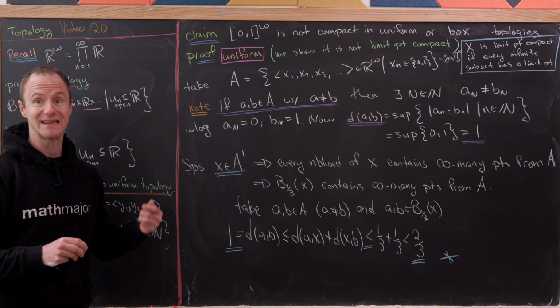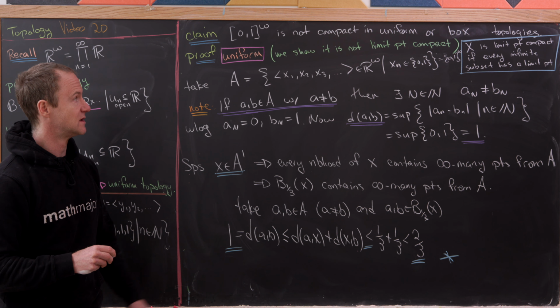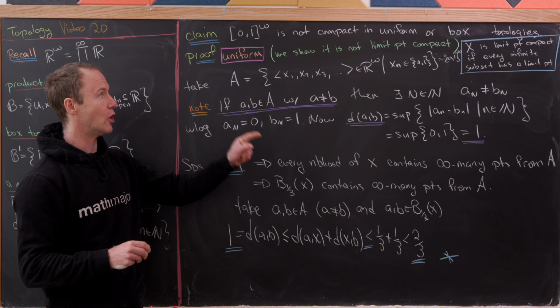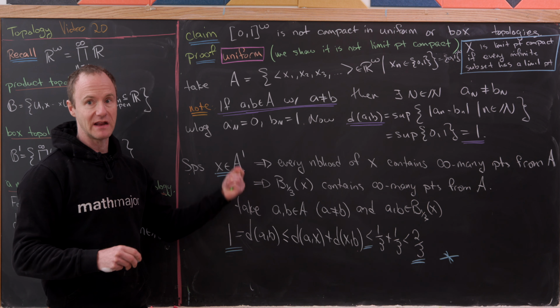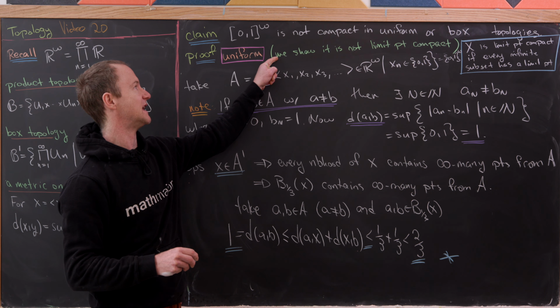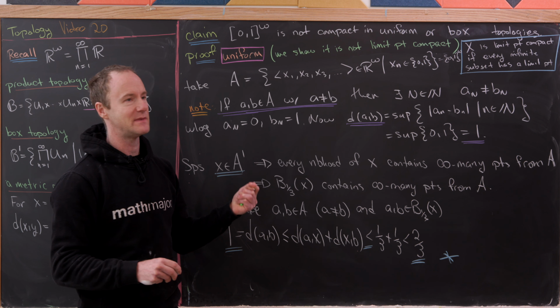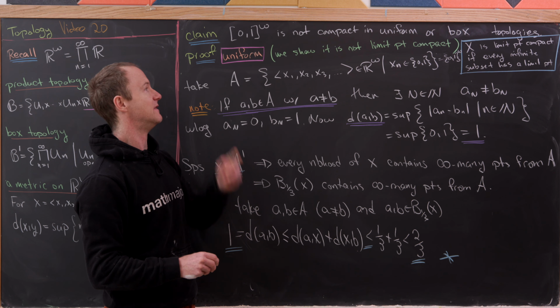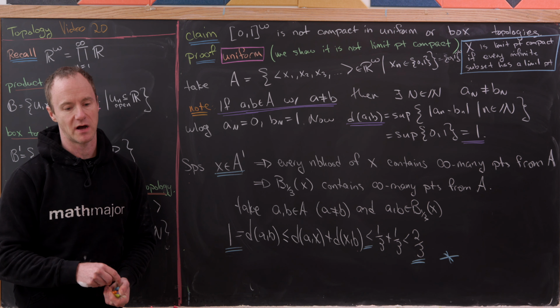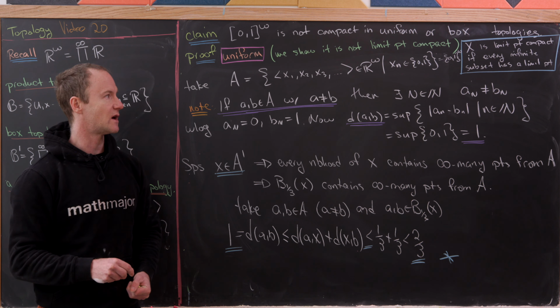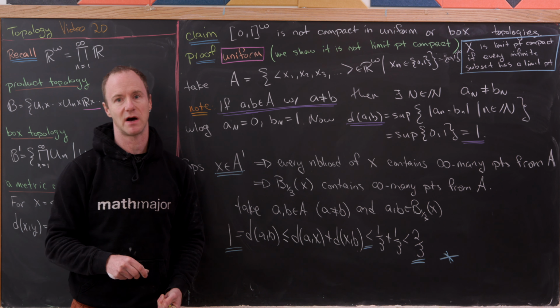In other words, A does not have any limit points, but it's an infinite set with no limit points. But if we've got an infinite set with no limit points, then our set is not limit point compact. But again, that means it's not compact, in this case in the uniform topology. Okay, so now let's move on to explore this in the box topology.